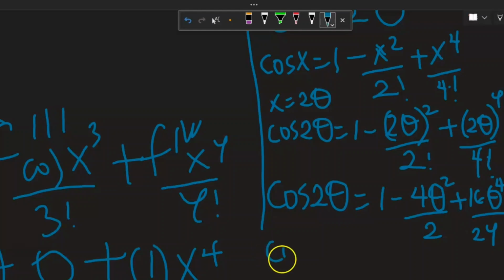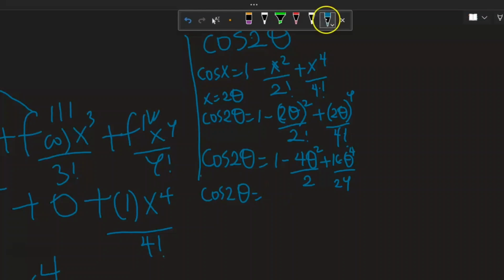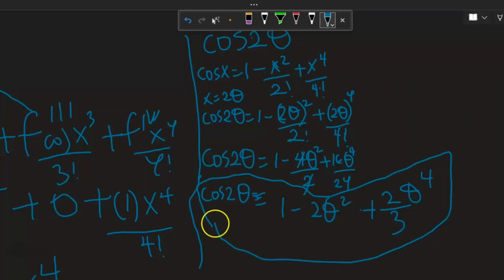This will give cos 2 theta equals 1 minus, this will cancel this, 2 theta squared plus, when we simplify this, 2 can divide, that will give me 2 over 3 theta raised to power 4. Do not forget, this is tending towards infinity. So this is the solution to our second example.